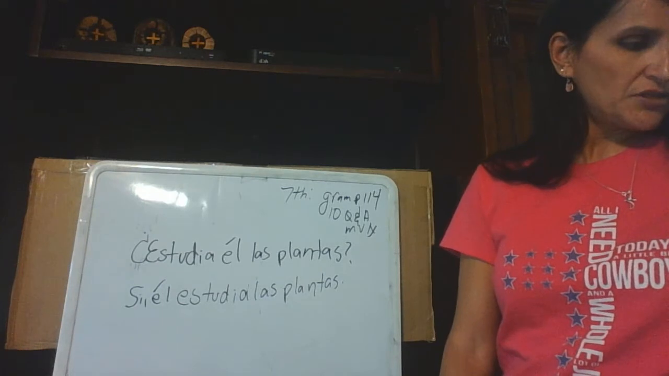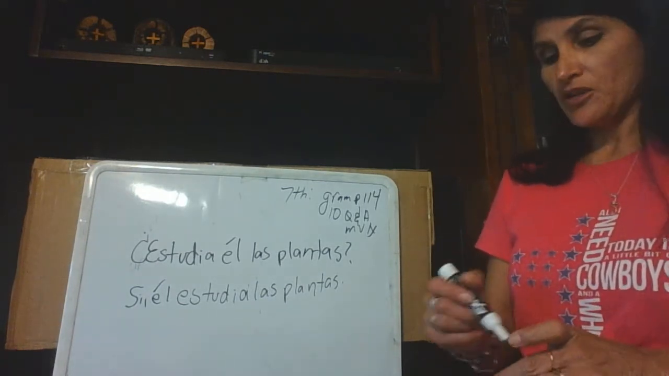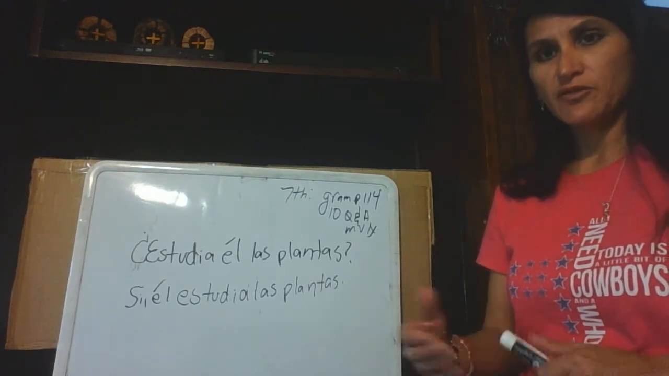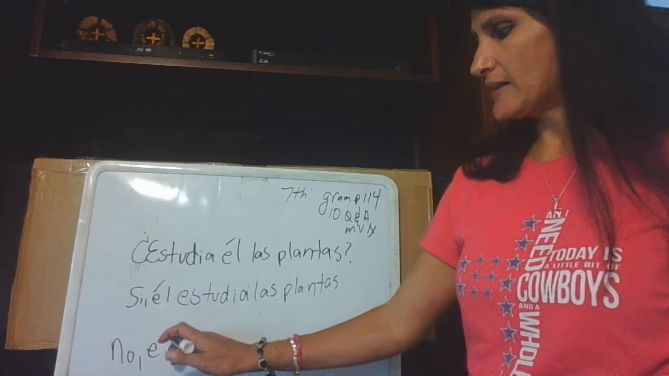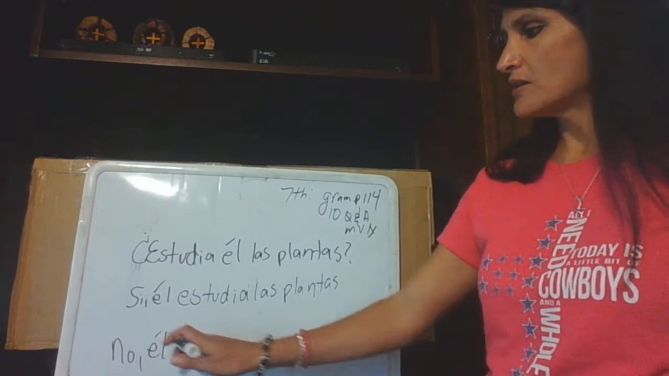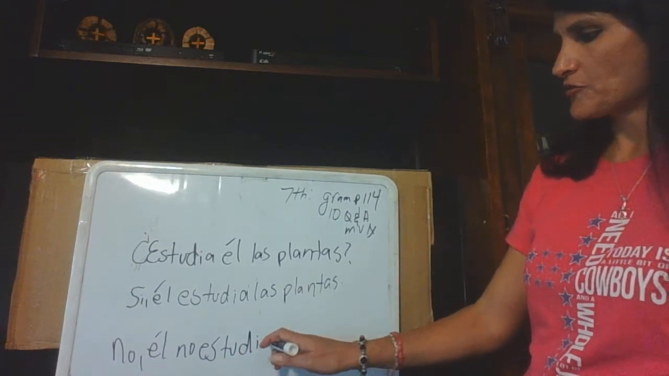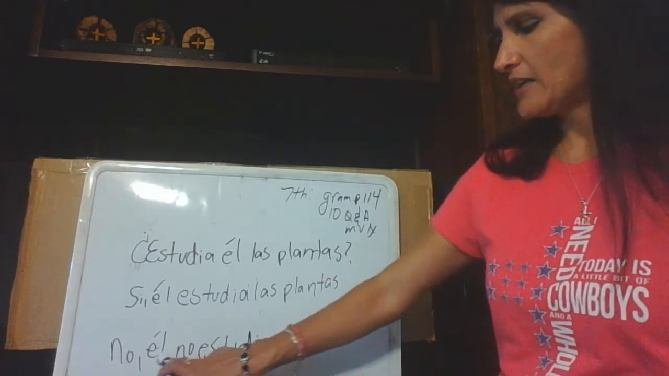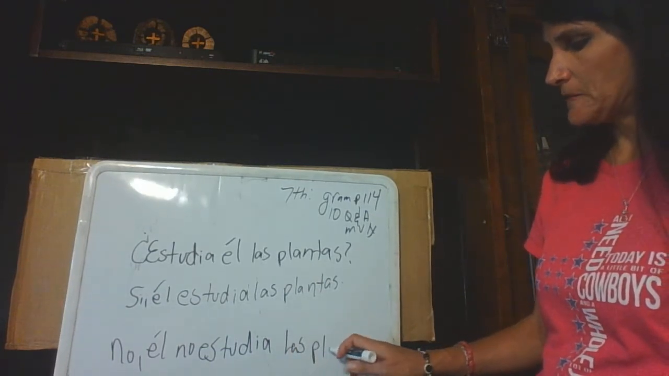Okay, and you would do 10 Q&A. You don't have to do 5 yes and 5 no, but if you want to do no, then you would answer by saying no, él no estudia las plantas. If you're going to do no, it has to have 2. No, él no estudia, and then you would say las plantas. Okay, and that is it.